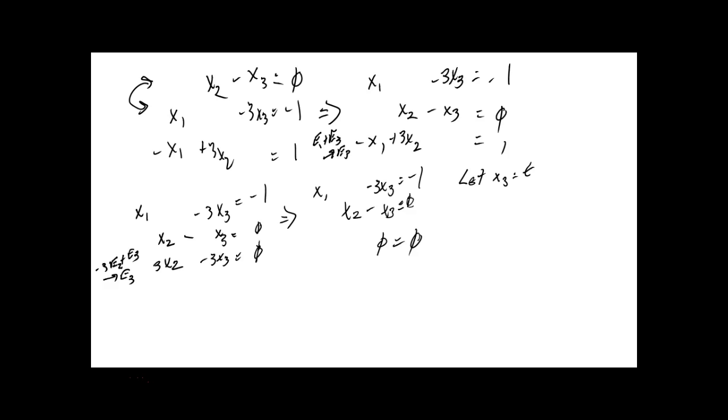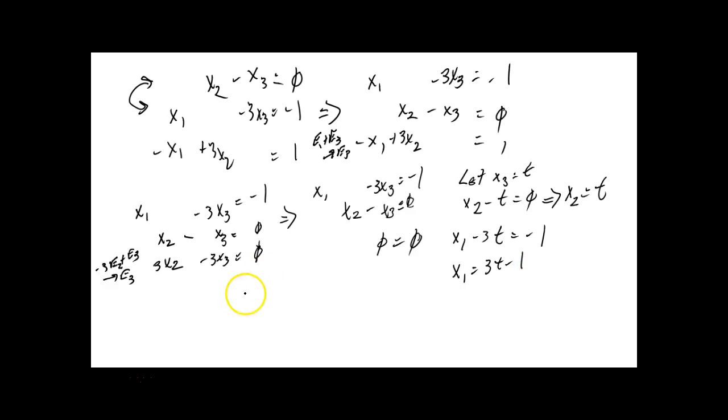From the second equation, here's where we're back substituting, but now we're putting t in for x3. x2 minus t is equal to 0, which implies that x2 is also equal to t, right? And do the same thing for the first equation, and we have x1 minus 3 times t is equal to negative 1, okay, which implies that x1 is equal to 3t minus 1.